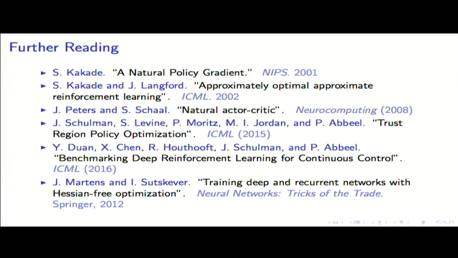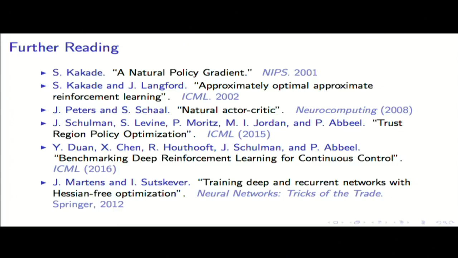Okay, so if you want to read more about some of these ideas, the original paper proposing to use the Fisher information matrix to compute a better policy update was Sham Kakade's natural policy gradient. Then there was another paper that he and John Langford wrote, which did some nice theoretical analysis, introduced this idea of the surrogate loss, and analyzed how much the surrogate loss differs from the true performance of the policy. That's from this 2002 paper.